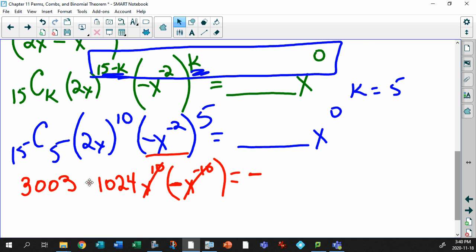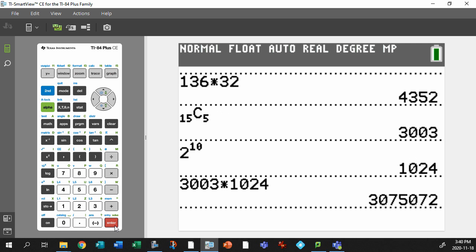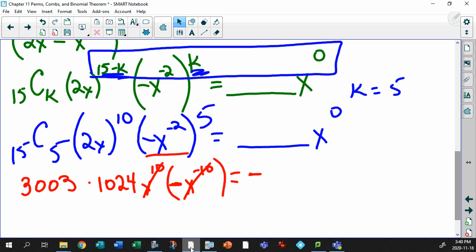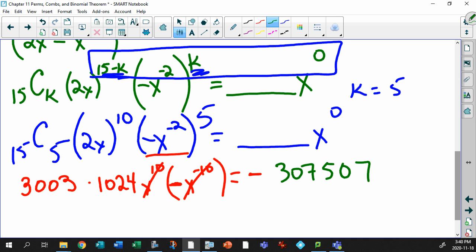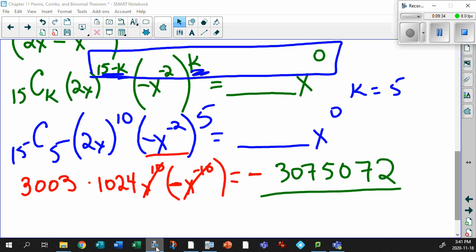Okay, so let's work that out. 3003 times our 1024, and we get a value of, oh my goodness, 3075072. Okay, here we go. Minus 3075072. There's your beautiful answer. Holy smokes. What looked like a real tough question, if you follow the formula and you know what the formula is talking about, it's actually pretty straightforward.